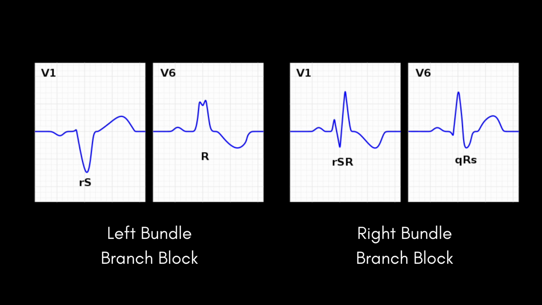While in a right bundle branch block, an RSR pattern can be observed in the V1 to V2 leads, and may be seen in conditions like atrial septal defect, ASD.